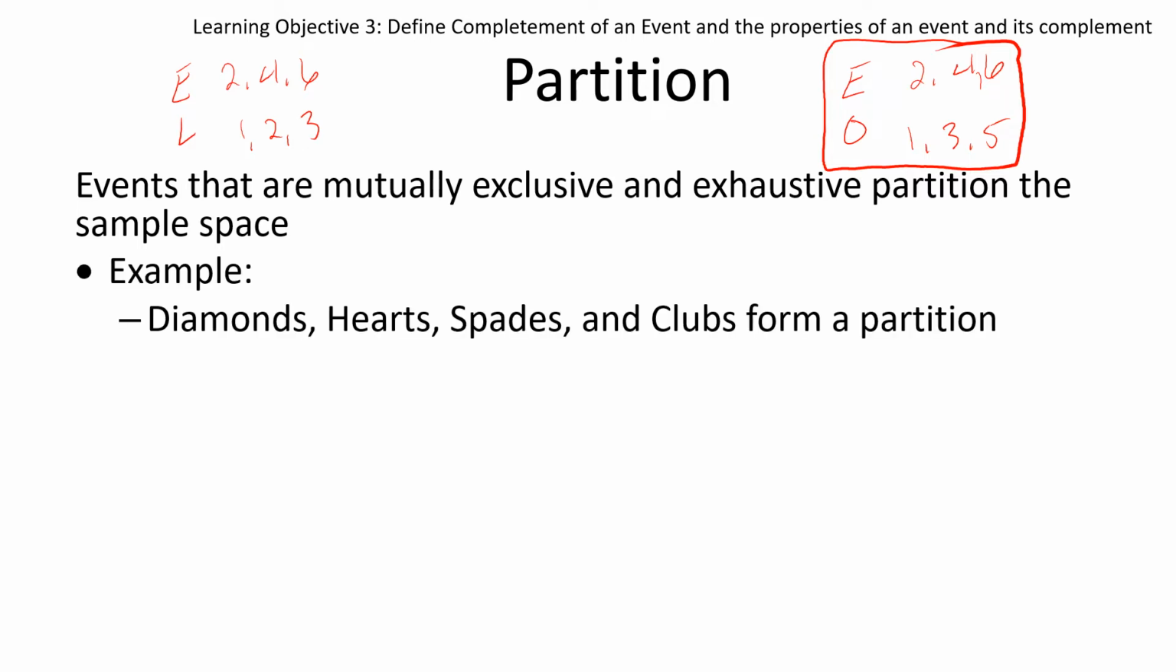Some examples here: diamonds, hearts, spades, and clubs. If you put all 4 of them together, they're mutually exclusive. There's no overlap in any of those groups. There are no diamonds that are also hearts, spades that are also hearts, spades that are also clubs. There's just no overlap there. So they are mutually exclusive, and all possible cards or outcomes are accounted for because there's 13 diamonds, 13 hearts, 13 spades, and 13 clubs. So they are mutually exclusive, they are exhaustive, so they form a partition.